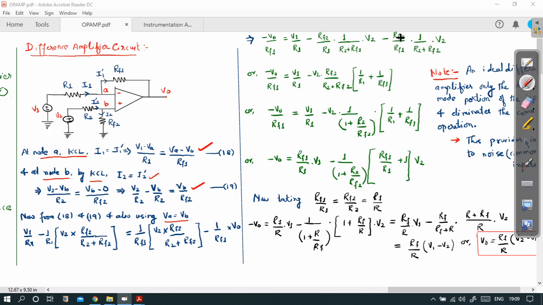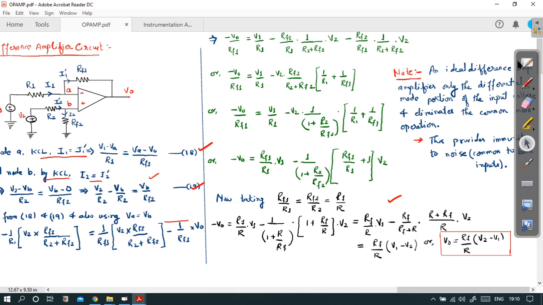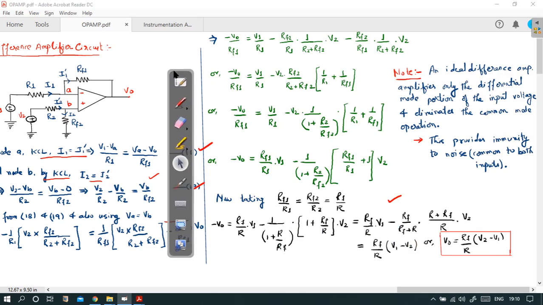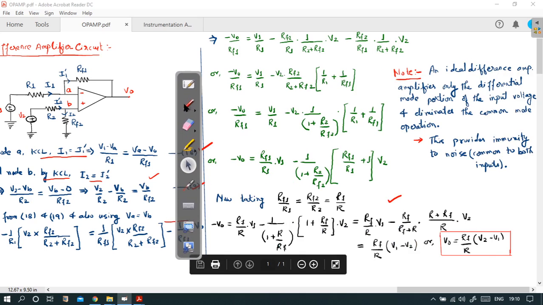You simplify the equation, and use one more condition: that RF1 by R1 equals RF2 by R2, that is, the ratio of the feedback resistance to the input resistance is the same in both, so that this becomes a common ratio RF by R. Replace RF1 by R1 and RF2 by R2 with RF by R. Using this condition, finally you will get this equation.